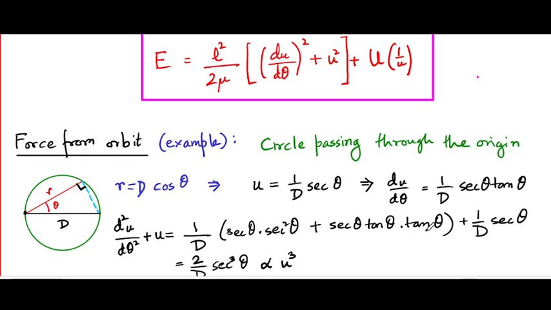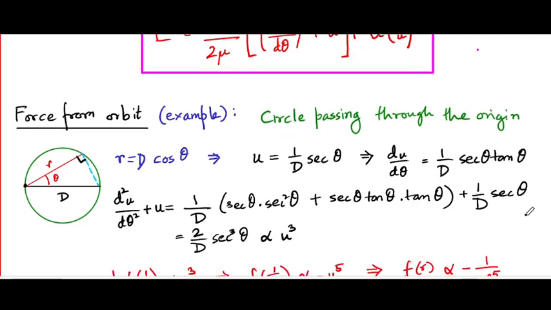Now, if you combine everything together, what you see is 1 over D, and sec theta comes out common out of the whole thing. Then you have a sec square theta and you have a tan square theta plus 1, which again is a sec square theta. So you ultimately end up with 2 by D sec cube theta. So the left hand side works out to be exactly 2 by D times sec cube theta.